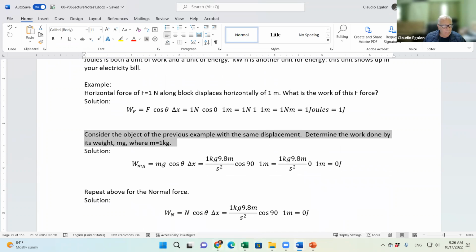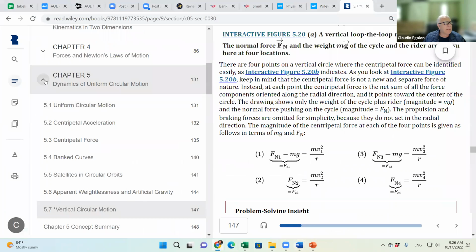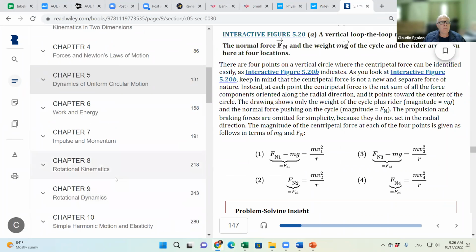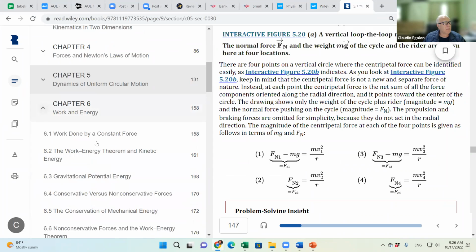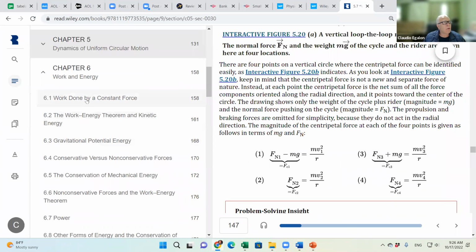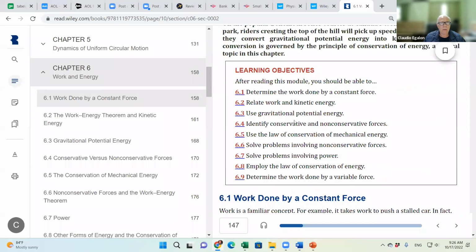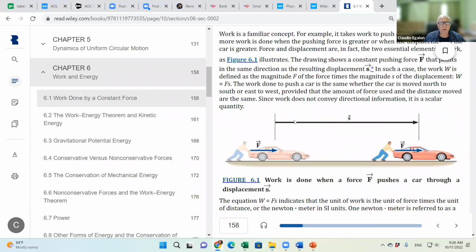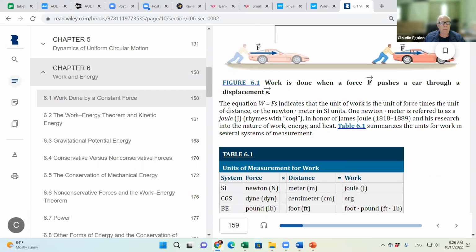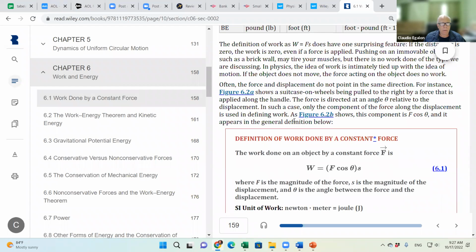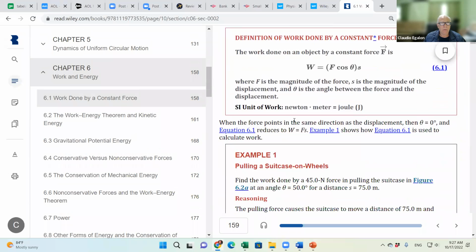So that's the simple idea that you have to remember: the work done by a force. Here you go, chapter 6, work and energy, work done by a constant force. That's what we just covered. What comes next is the work energy theorem. That's the work done by a force, right? The guy propelling a car with his own muscle.